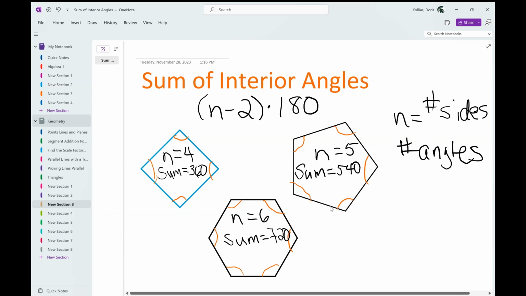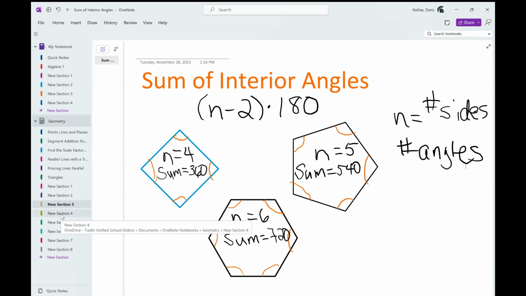If we have a pentagon, then we have a 5-sided figure. So I would plug in 5. So n − 2 is going to give me 3 times 180, and 3 times 180 is 540. So the sum of the angle measures of these interior angles is 540. Likewise, if I have a hexagon, that's a 6-sided figure. If I plug in 6 into my formula, I'm going to get 6 − 2. So that would give me 4 times 180, and 4 times 180 is 720. So the sum of all of the interior angle measures here is going to be 720.